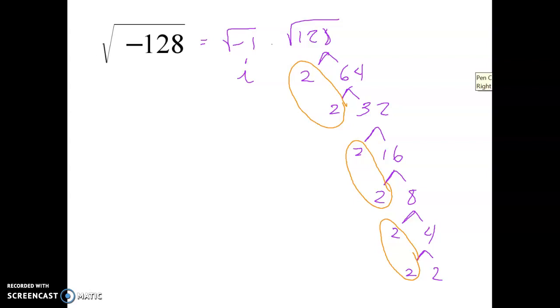Okay, so now we're ready to write our final answer. I have 1, 2, 3 groups of 2 to go outside. I'll multiply those together. 2 times 2 times 2 is 8. My i comes down right behind my number. And then my square root behind that, well, let's see what's left over to go inside the house. Only this 2 right here doesn't have a buddy. So he goes back inside. So the final answer is 8i square root of 2. This negative on the inside gives me an imaginary answer.